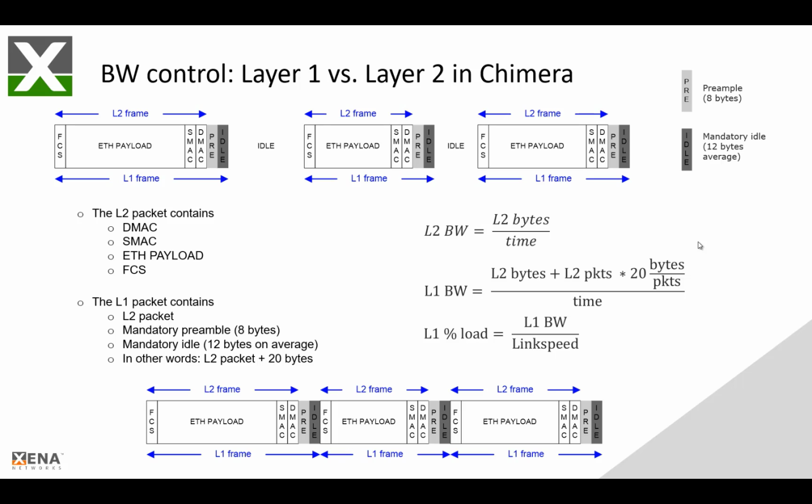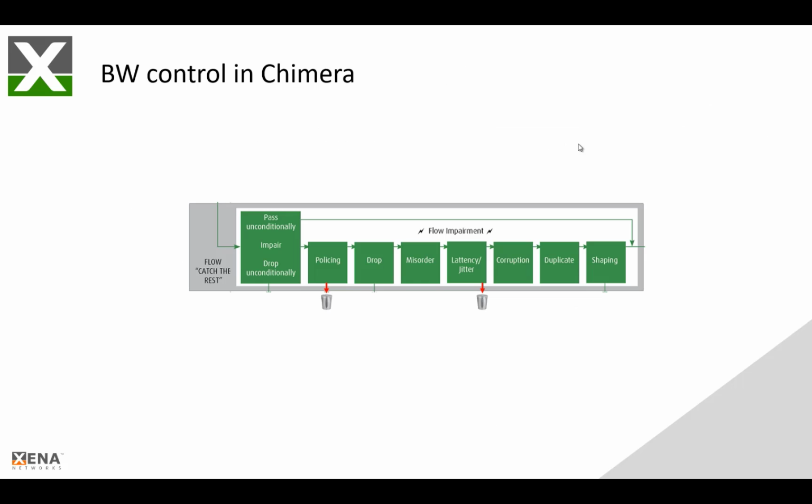Using the Layer 1 utilization percentage, we can determine whether the link is fully utilized or if additional idle bytes are inserted between the packets. As I'll demonstrate later, Chimera and the Valkyrie traffic generators provide both Layer 1 and Layer 2 statistics for all ports, streams, and flows. With this in place, it's time to start looking at using Chimera for bandwidth control.